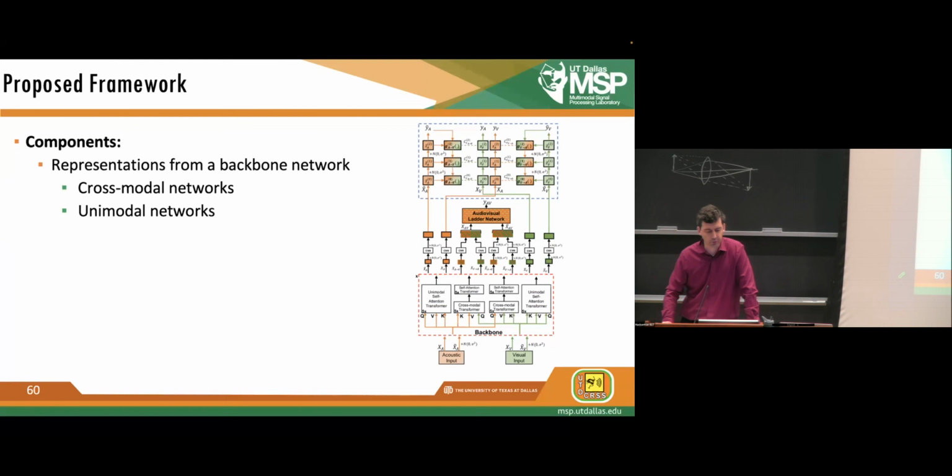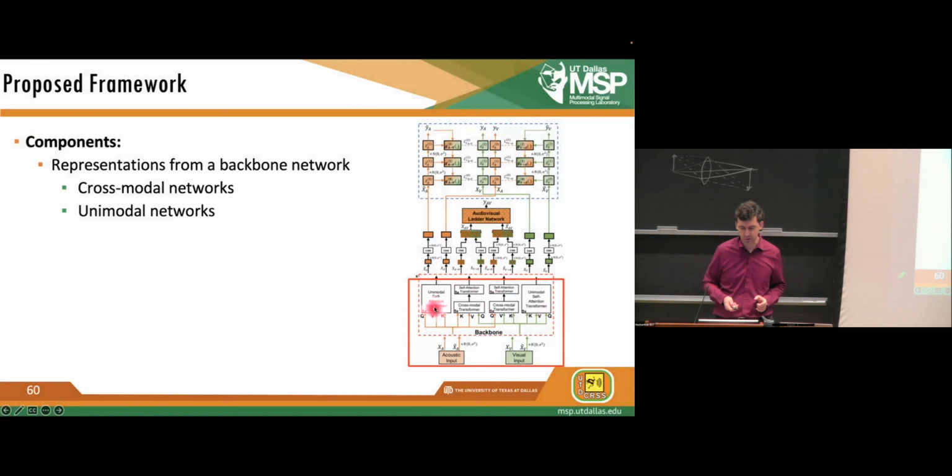Again, it has different parts. Let me go quickly over that. We have unimodal networks. So if you look, this is where one modality is going to be encoded. This is where the other modality is going to be encoded. You notice that they propagate without going into this fusion part. Same thing here. And then you have a cross attention layer, similar to what we were doing before. So that's the first part.